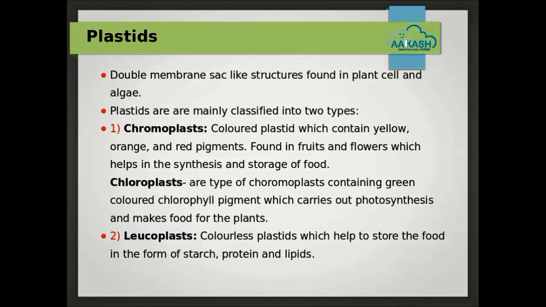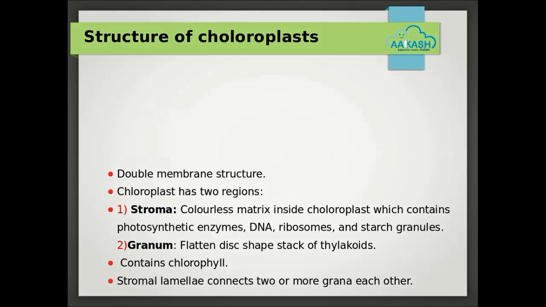Plastids. Plastids are only found in plant cells and algae. They are the main part of manufacturing and storage of food materials in plant cells. The function and color of plastids depend on the pigments present in them. Plastids are mostly of two types, chromoplast and leucoplast. The chloroplast is the type of chromoplast containing green colored chlorophyll pigments. Chlorophyll helps photosynthesis. Let us learn about the internal structure of the chloroplast in detail.